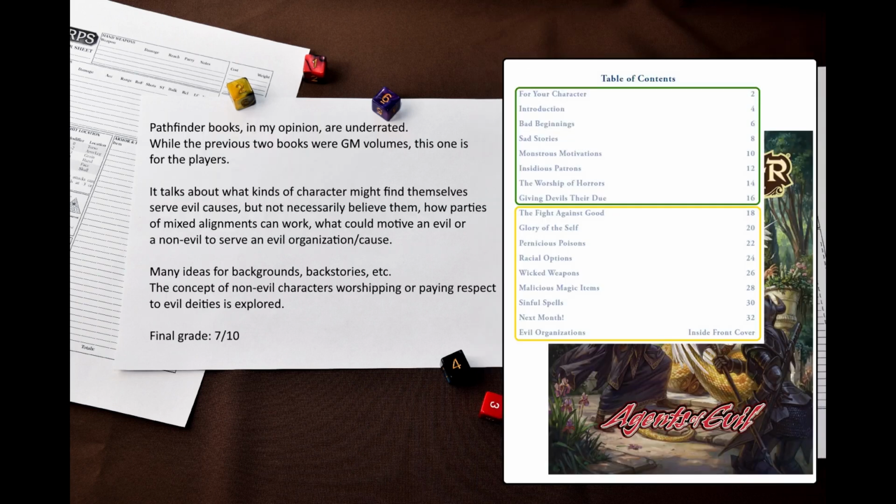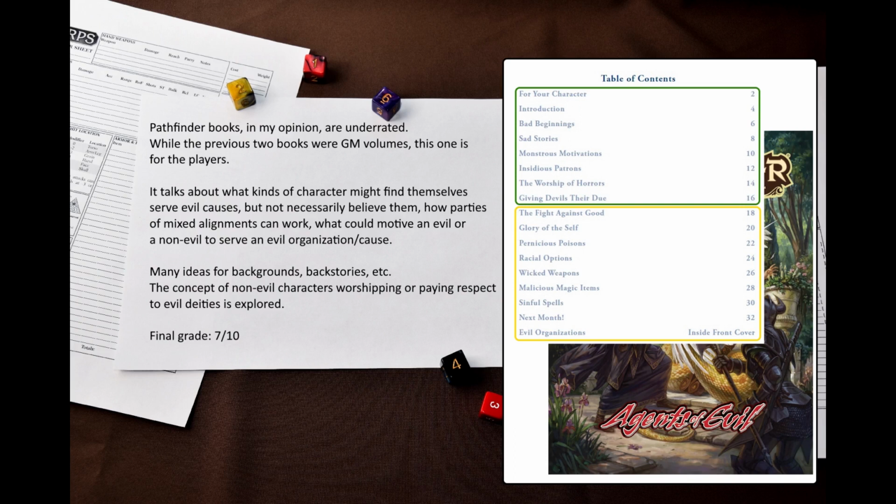The final book that I'd like to talk about is much newer, Agents of Evil for the first edition of Pathfinder. While the first 2 books were mostly GM books, this one is intended for players. First, I have to digress.